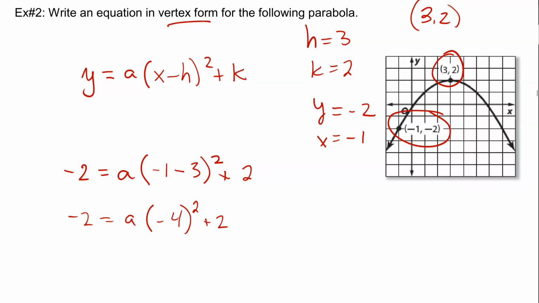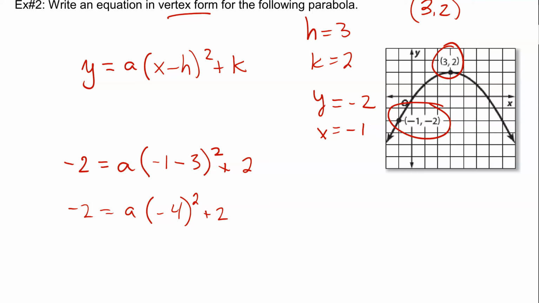Squared plus 2. First, when we do parentheses, exponents, you have to do the parentheses first before you can do the exponent. H is always the X of your vertex. K is the Y of your vertex.